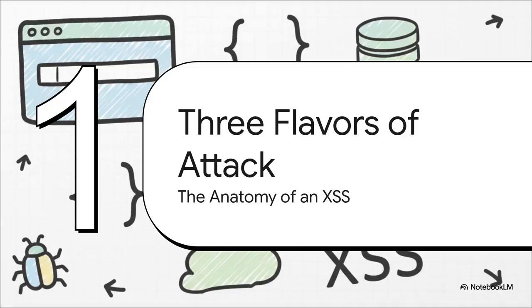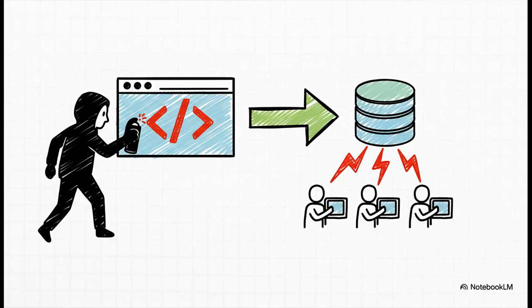So the folks over at OWASP, that's the Open Web Application Security Project, they break these attacks down into three main flavors. And to really get a grip on this, we've got to look at each one. Let's start with the one that likes to stick around. All right, first up, stored XSS. The best way to think about this is like malicious graffiti. Imagine an attacker sprays some malicious code onto a website, let's say in a comment section. The website server doesn't know any better, so it just saves it.